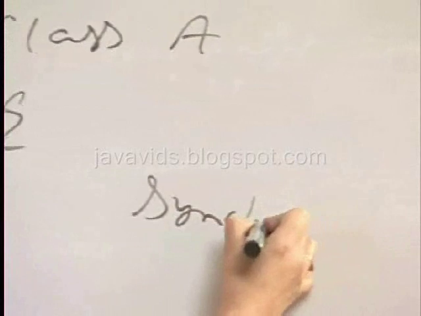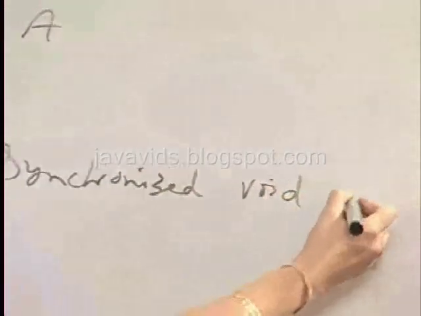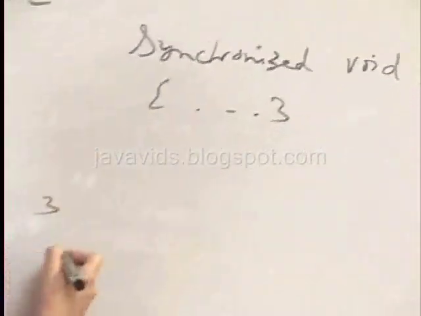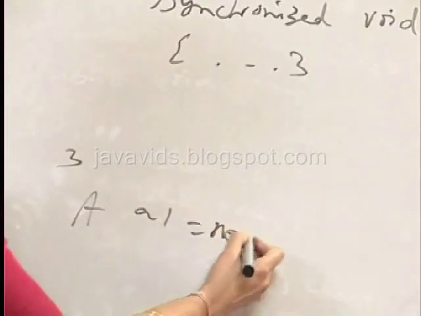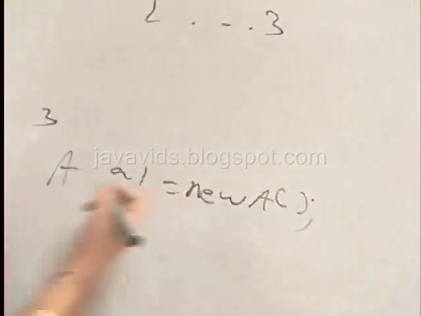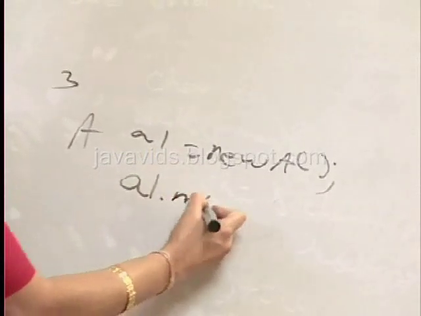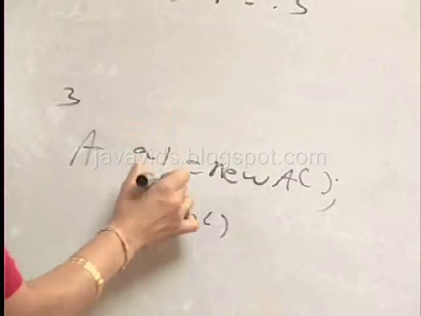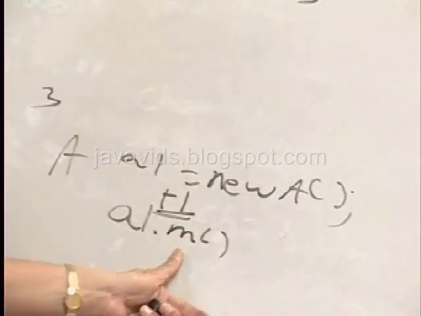let's say class A, I have synchronized void M. In order to access this method, we create an instance of A. Using A1, we invoke the method M in some thread. Let's call it thread 1. Thread 1 calls A1.M.